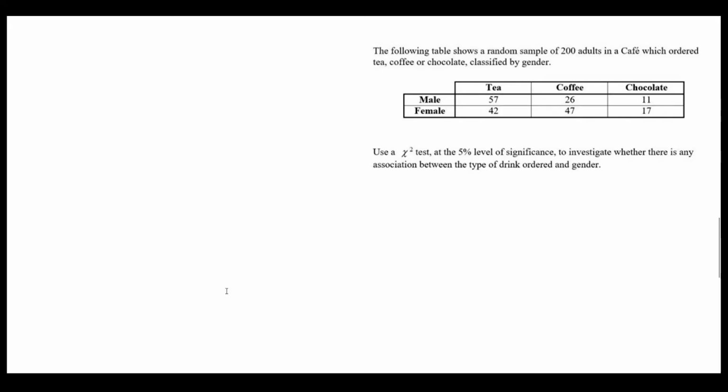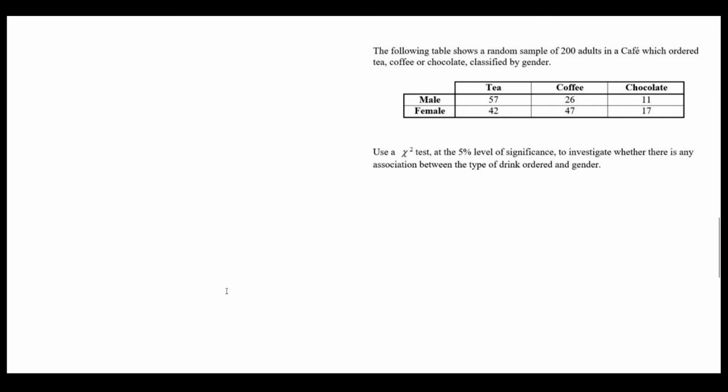In this question, we have a two-way table, and we're told that the following table shows a random sample of 200 adults in a cafe who ordered tea, coffee, or chocolate. And we've been given the gender of those adults. We've been asked to use a chi-squared test with a 5% level of significance to investigate whether there's any association, any link between the type of drink ordered and the gender of the customer.